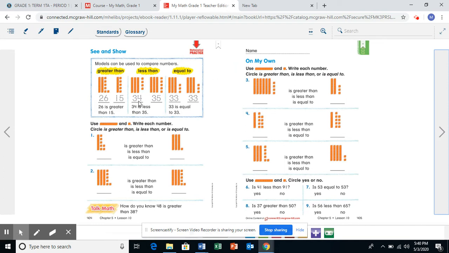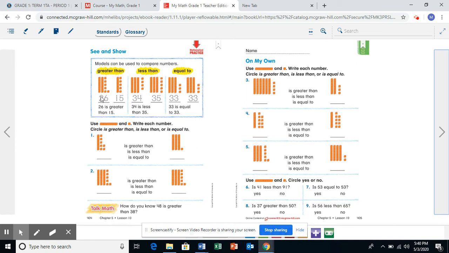Okay, so we're going to look at the number 1, 2, and you're going to do the rest on your own. So if you can look at our example here, models can be used to compare numbers. So we always look at the models to compare numbers. Greater than means it's bigger. Less than means it's smaller. And equal to means it is the same.